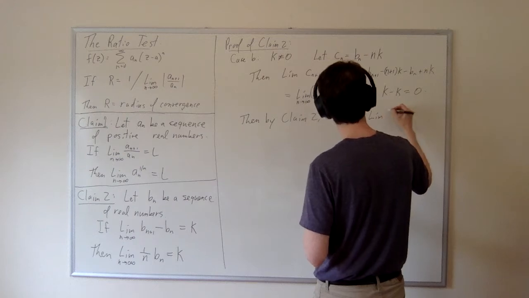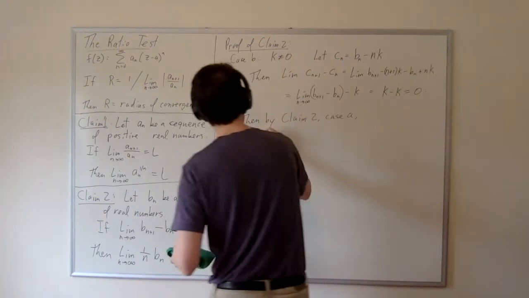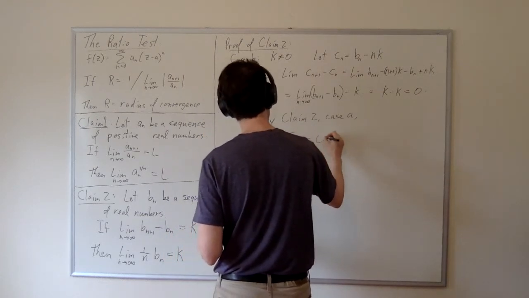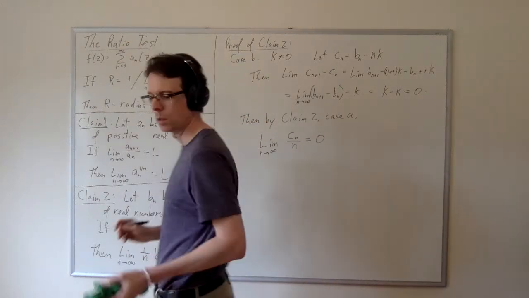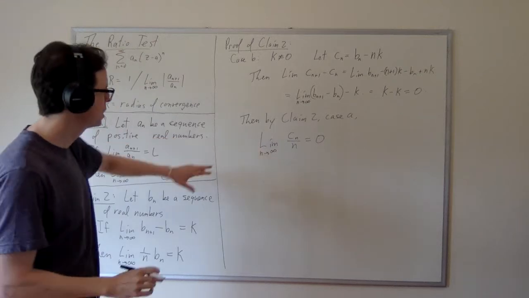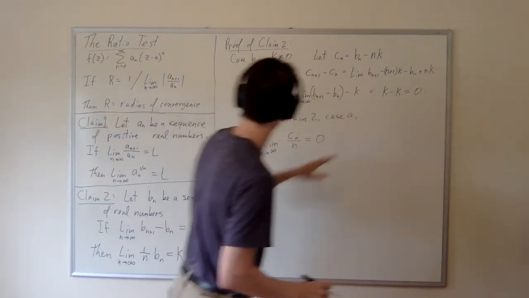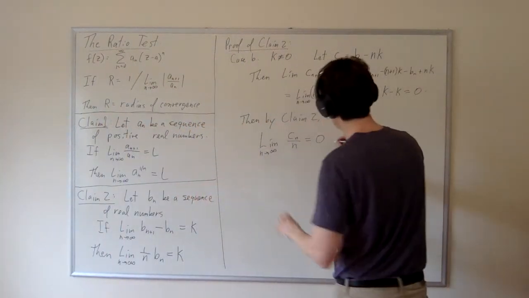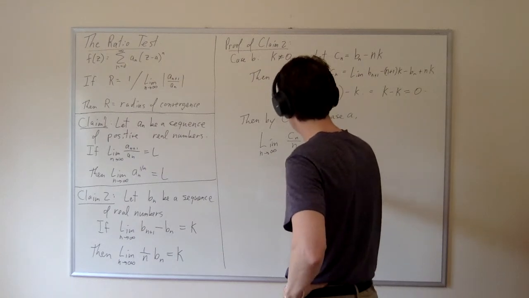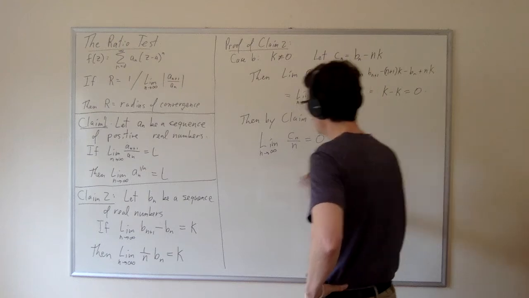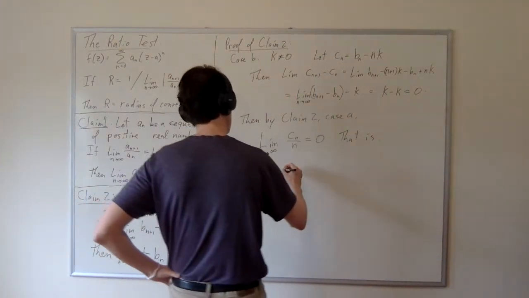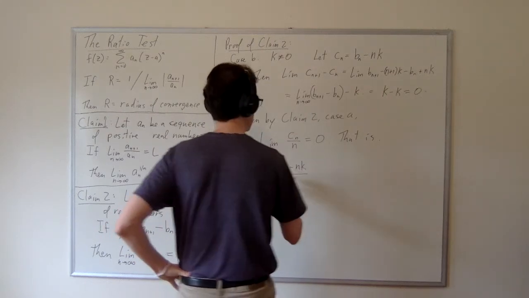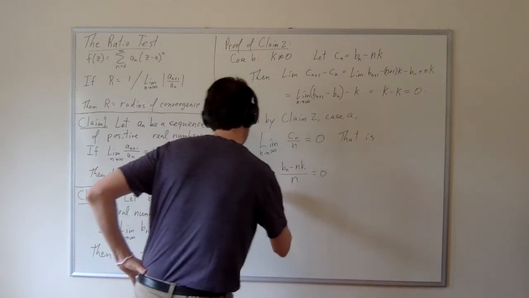We conclude that the limit of c sub n over n is equal to 0. Why do we get this? Because we know that the limit of the successive differences is equal to 0, and so we're applying case A to the auxiliary sequence c_n. So what does that mean? Well, that is the limit of, what's the definition of c sub n? It's b sub n minus nk. And so we'll fill that in, and then over n is equal to 0.